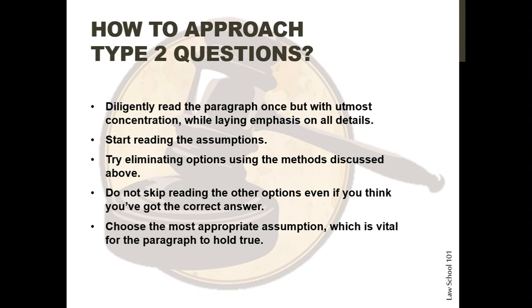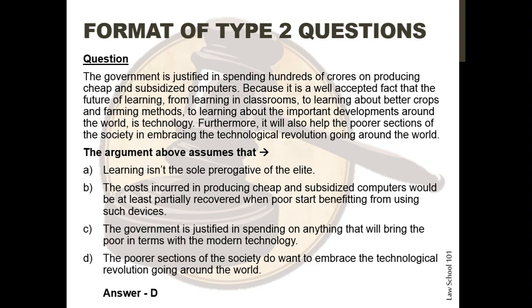The next part of the paragraph discusses the reasoning for the premise. Because it is a well accepted fact that the future of learning, from learning in classrooms to learning about better crops and farming methods, to learning about the important developments around the world, is technology. Basically, with a lot of facts, in this statement, the importance of technology is highlighted. Furthermore, it will also help the poorer sections of the society in embracing the technological revolution going around the world. And this statement deals with the importance of technology on the poorer sections of the society.